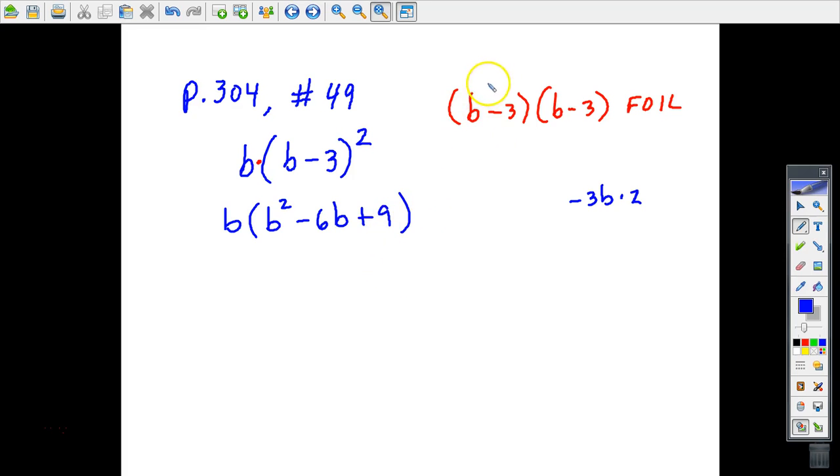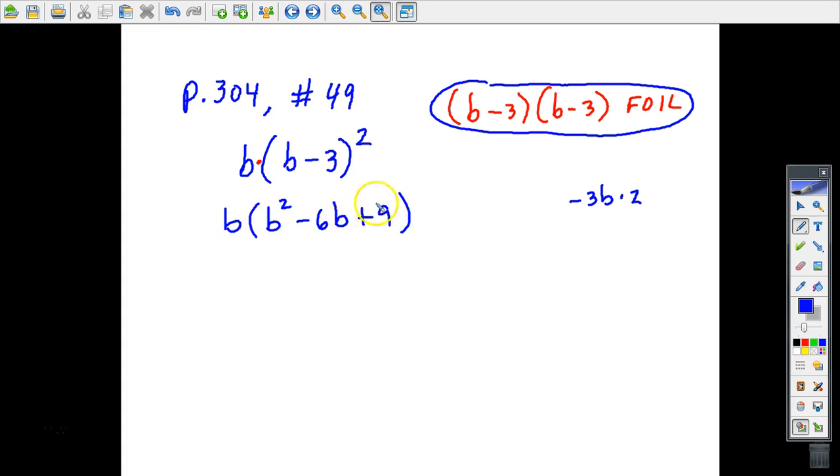Now that's exactly what we'd have gotten if we wrote it down twice and used FOIL. But this might be a little faster. It's just mental math, and once you've done it a few times, it's really not too bad. Square the first term. First times second times 2. Square the last term. Okay?